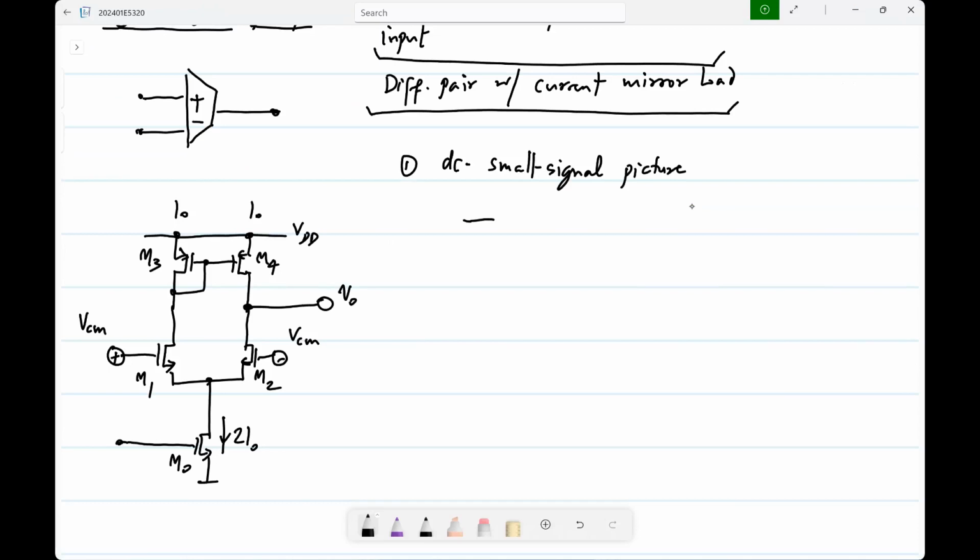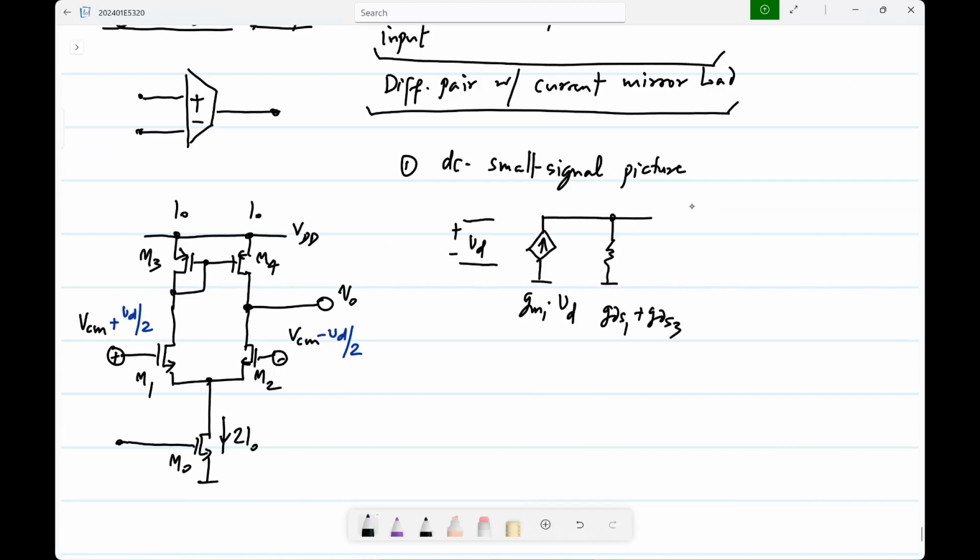What is that? That is just, if the difference voltage is VD, let's say you have VD by 2 and minus VD by 2. We have a conductance GDS1 plus GDS3. So again, because M1 and M2 are matched, I will use subscript 1 for both of them, and M3 and M4 are matched, I'll use the subscript 3 for both of them. So this is VO. Okay, so this you know.